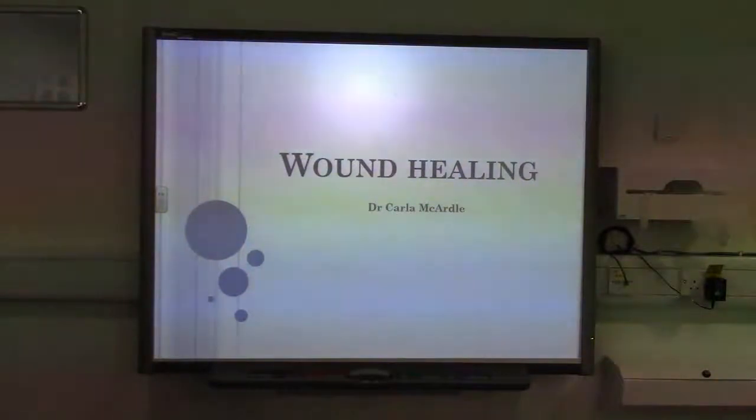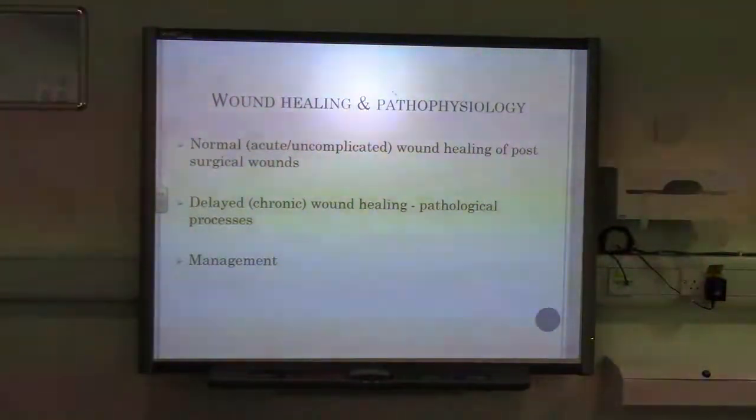Wound healing is a very dynamic and complex process. However, it's amazing how often this occurs without complication, given the intricate nature of the process, which we're going to discuss. So we'll look at normal wound healing or acute uncomplicated wound healing, in particular of post-surgical wounds, and then we look at delayed wound healing and the pathological processes that delay the wound from healing, and we'll touch briefly on management.